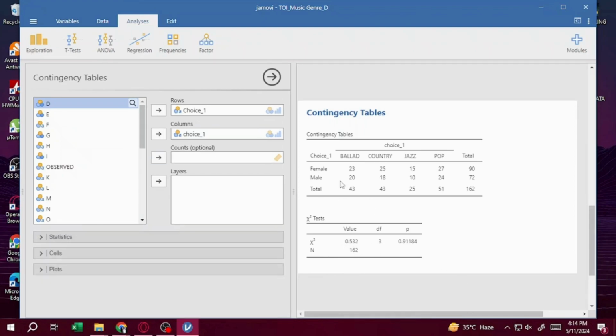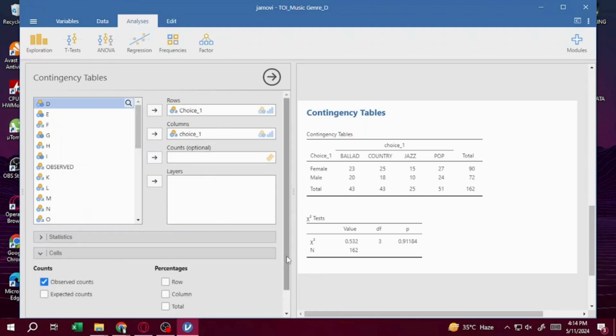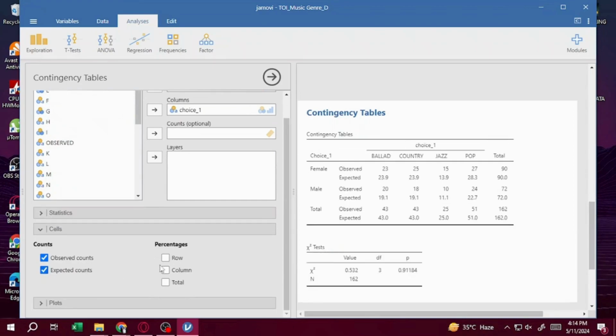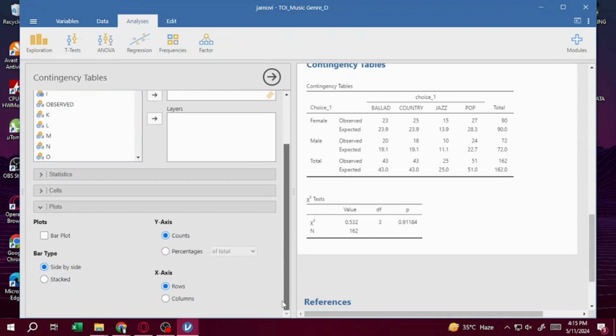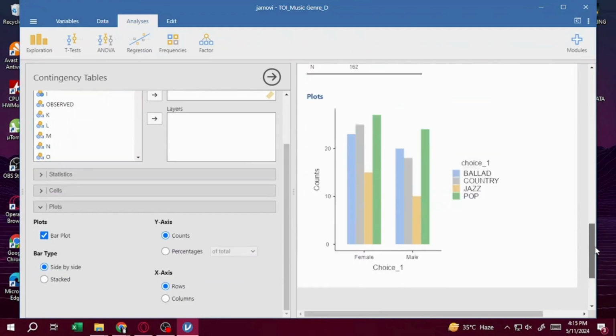To expound, since these are only the observed values, we can click the cell setting to toggle the expected values. Remember, we can get our expected values through Excel or manually by computing the sum of the row multiplied by the sum of the column divided by the total sample or population. Further, on the plots below, we can once again generate a bar plot with distributed values. Yet again, you may just do this if essential.